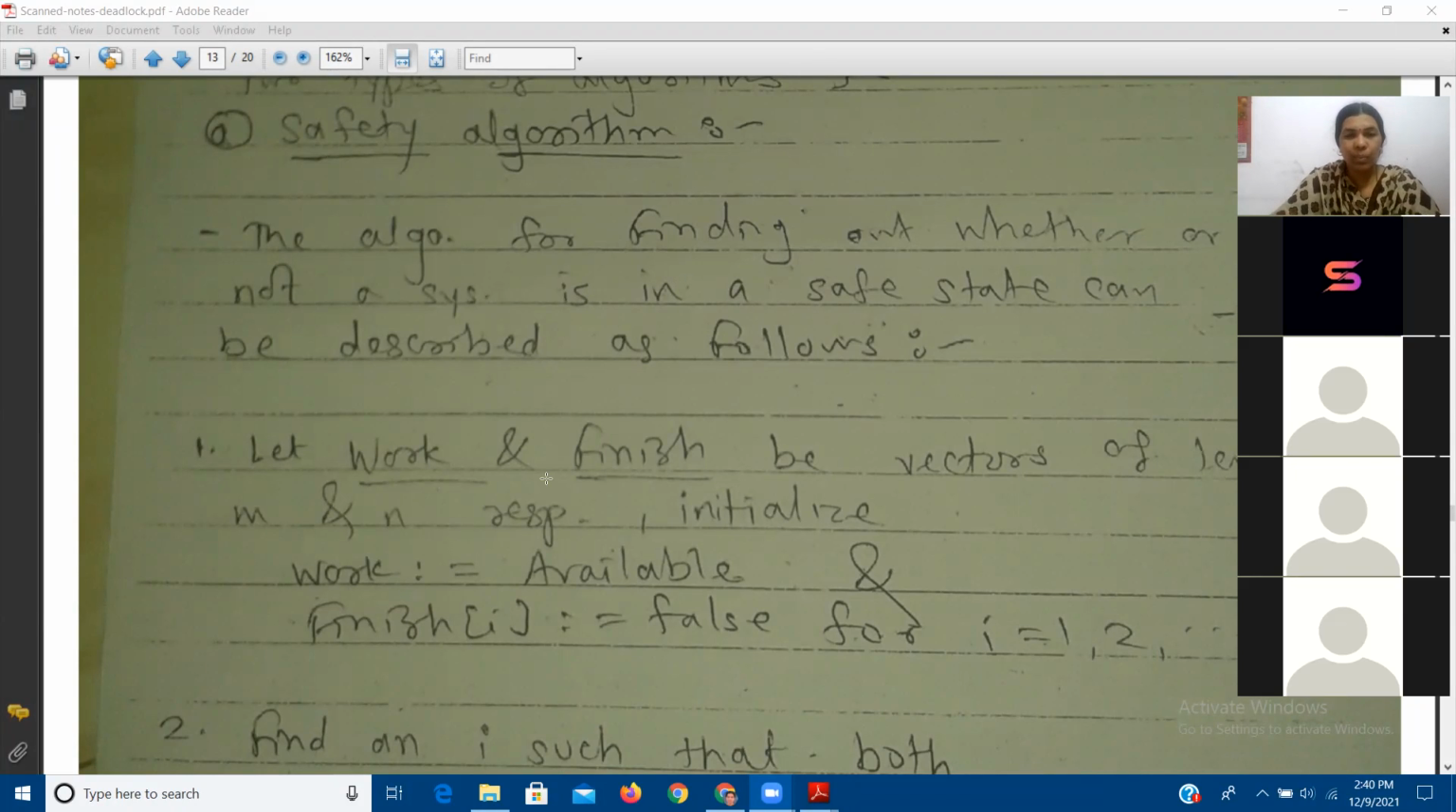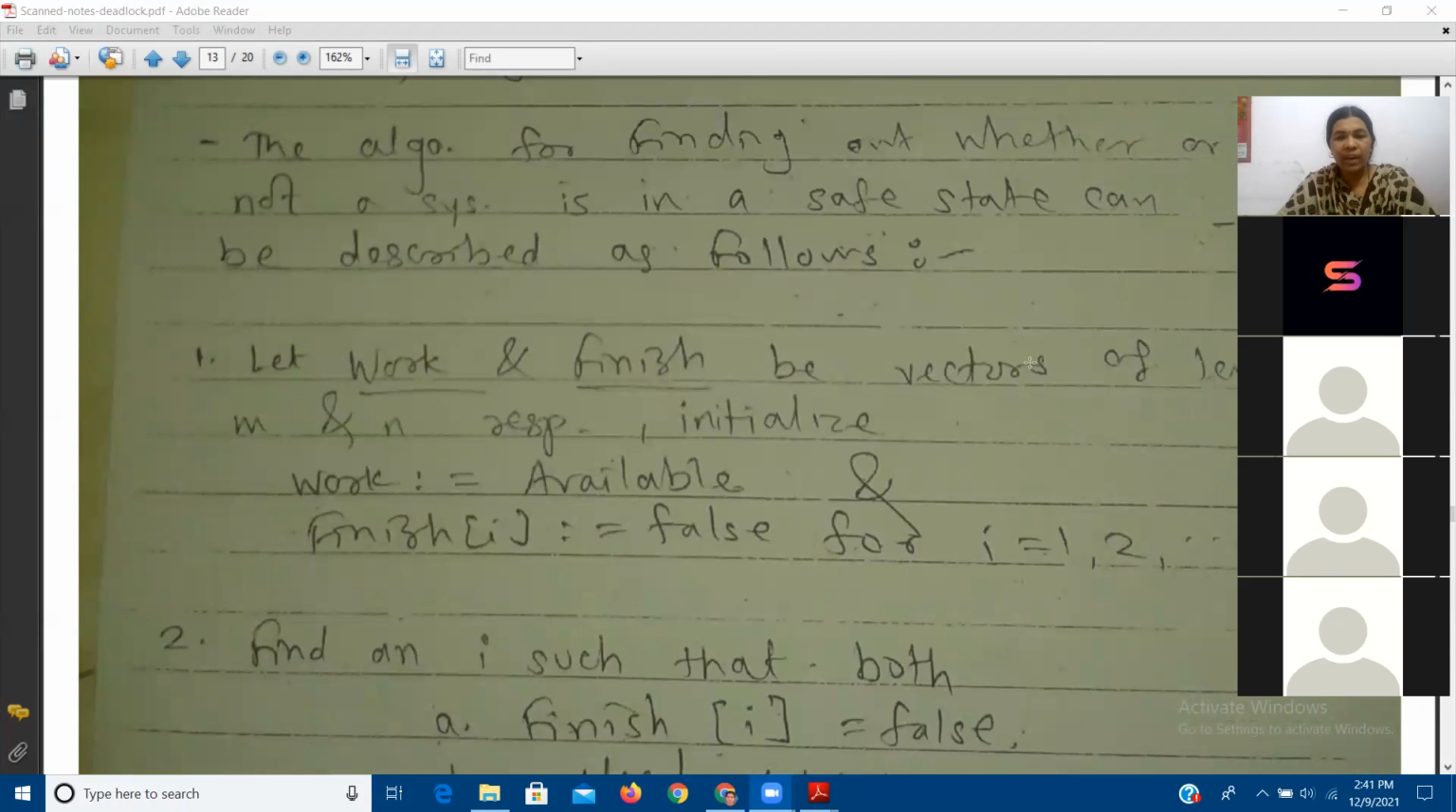Okay, so now come to the algorithm. So we'll follow the algorithm based upon this one, because yesterday we calculated the safe sequence. So let work and finish be vectors of length m and n respectively. Initialize work equal to available. So now what will the work be?